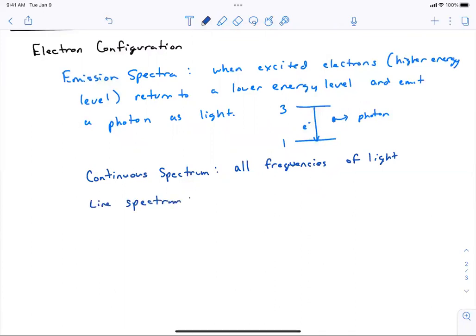A line spectrum only shows specific frequencies of light. Those are more important to us because those specific frequencies of light are unique to each element. So a hydrogen line spectrum looks a little bit different than a helium line spectrum or a sodium line spectrum. And so this is a great identification concept.